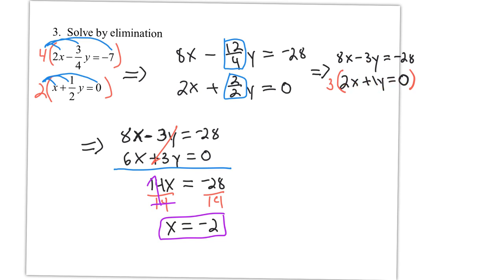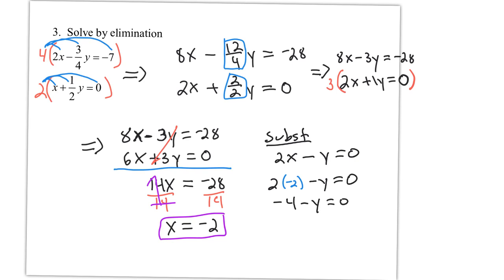I like the bottom, so I'm going to choose the bottom equation. I'm going to substitute here and we get 2x, that's the bottom equation, minus y equals 0. So we have 2 times negative 2 minus y equals 0. You guys solve, and we add 4 to both sides.